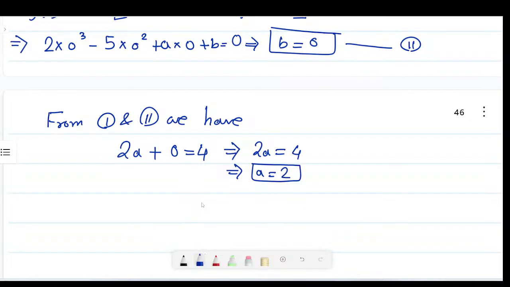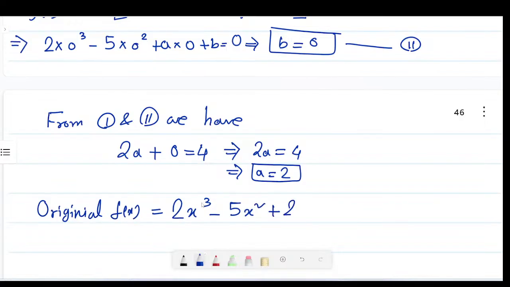So our original polynomial is 2x cubed minus 5x squared plus 2x plus 0. So this is our original polynomial.